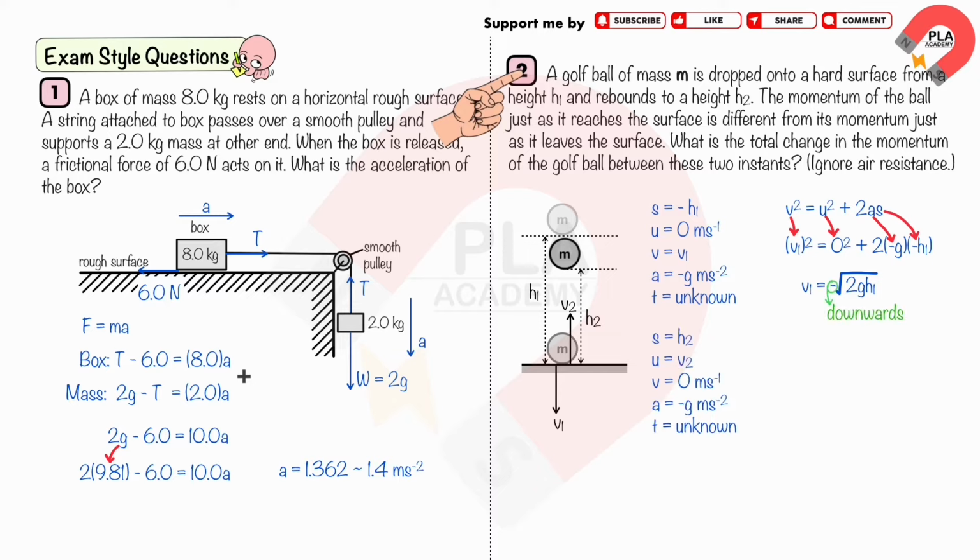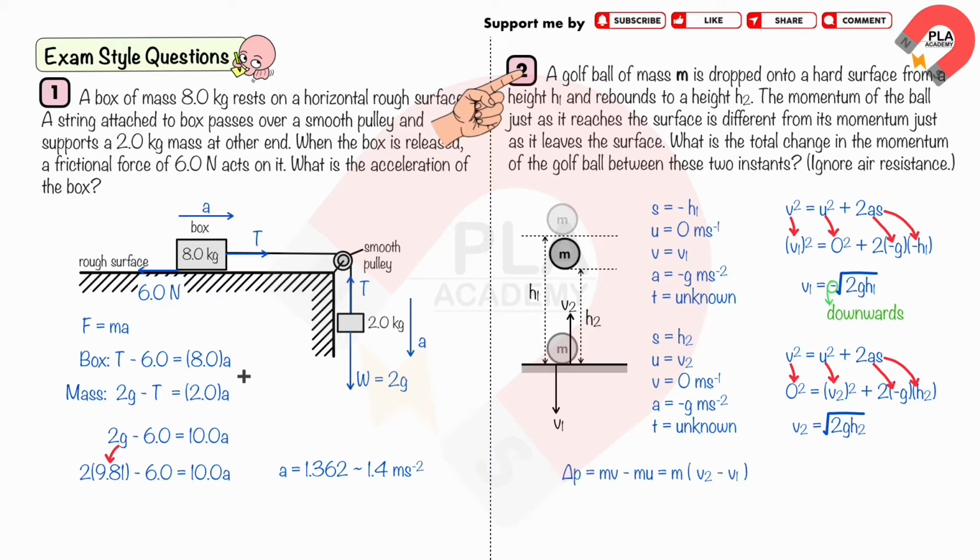When the mass m moves upward, the displacement s equals h2, the initial velocity u equals v2, the final velocity v equals 0, the acceleration a equals negative g, and time t is unknown. We use the equation v squared equals u squared plus 2as. Substituting v equals 0, u equals v2, a equals negative g, and s equals h2, we get the velocity v2 equals square root of 2gh2.